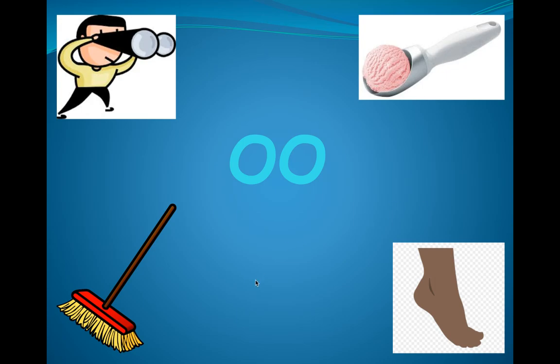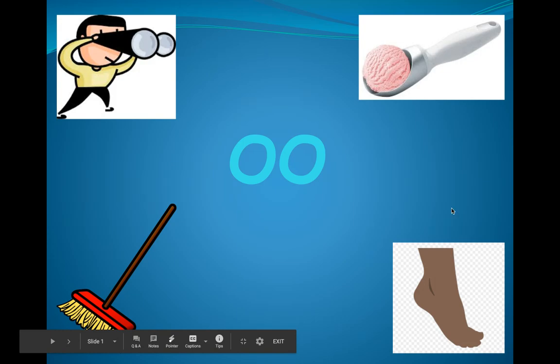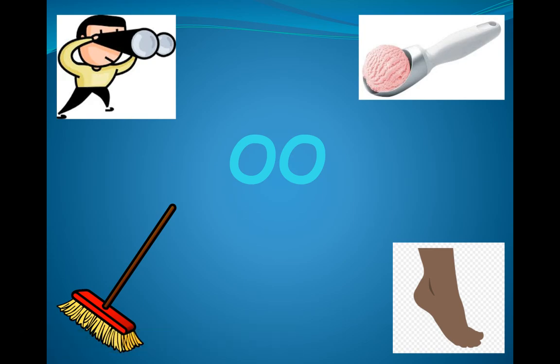This is a picture of a broom. Broom. Tap it out. Broom. So these two O's are making the ooh sound. Broom. And let's look at this picture. This is a picture of a foot. This is saying the sound. Foot. Tap it out to hear. Foot.